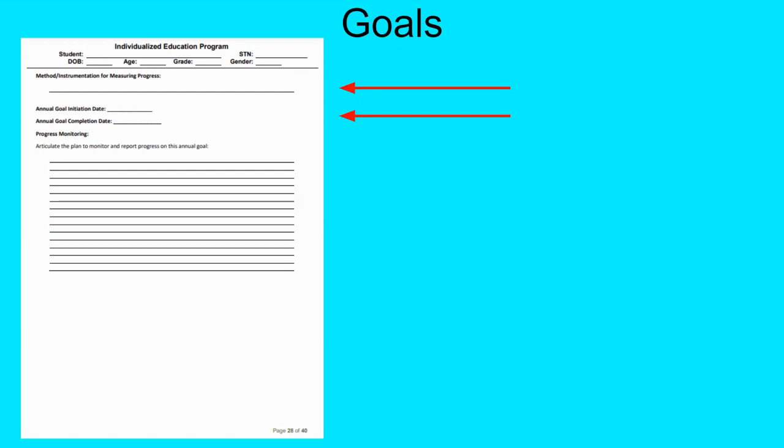And then, of course, articulate the plan to monitor and report progress on this goal. You're going to explain how you're going to progress monitor this goal, when the progress monitoring will go out to the parent, etc. This is typically done once every 9 weeks. Okay. Sometimes you will have goals that require it to be done once a week or once every 2 or 3 weeks. But generally, 90% of the time, you'll find that goals are done once every 9 weeks.